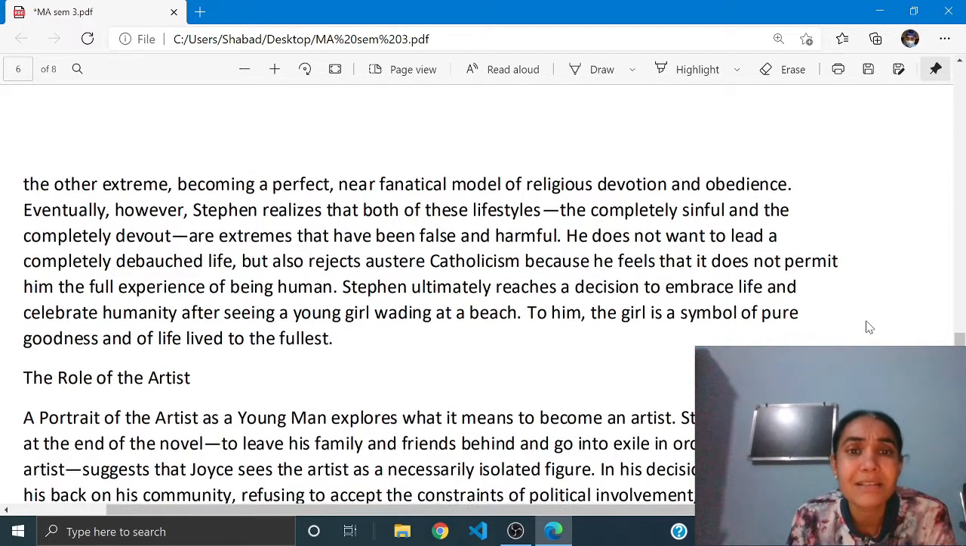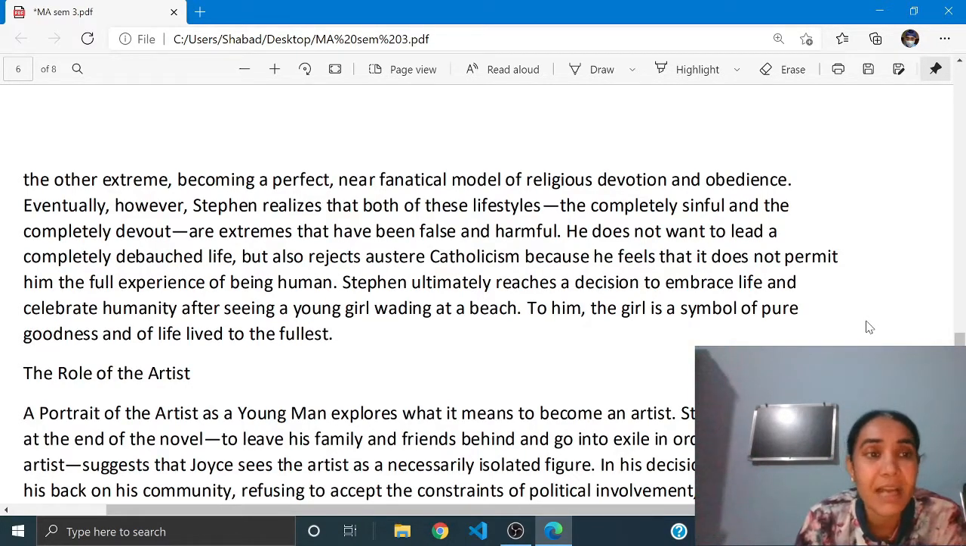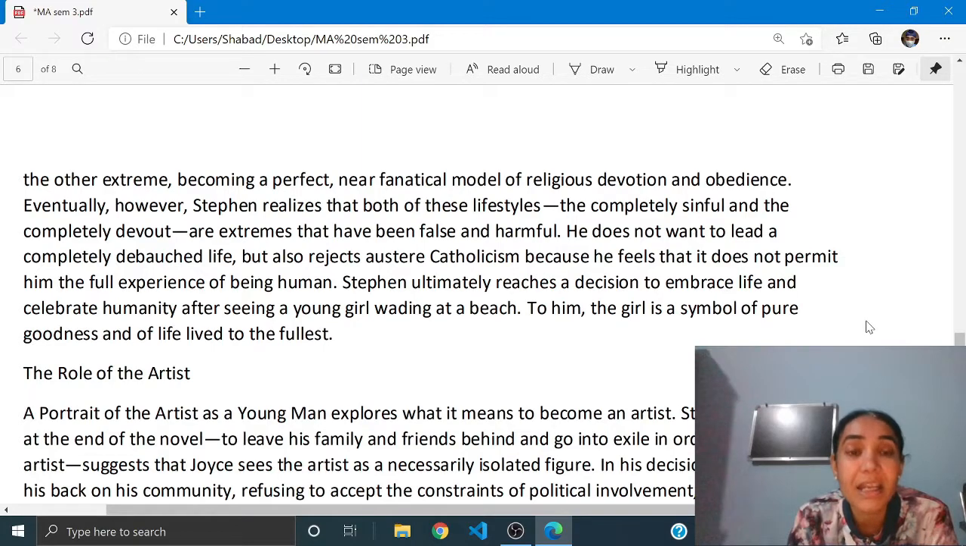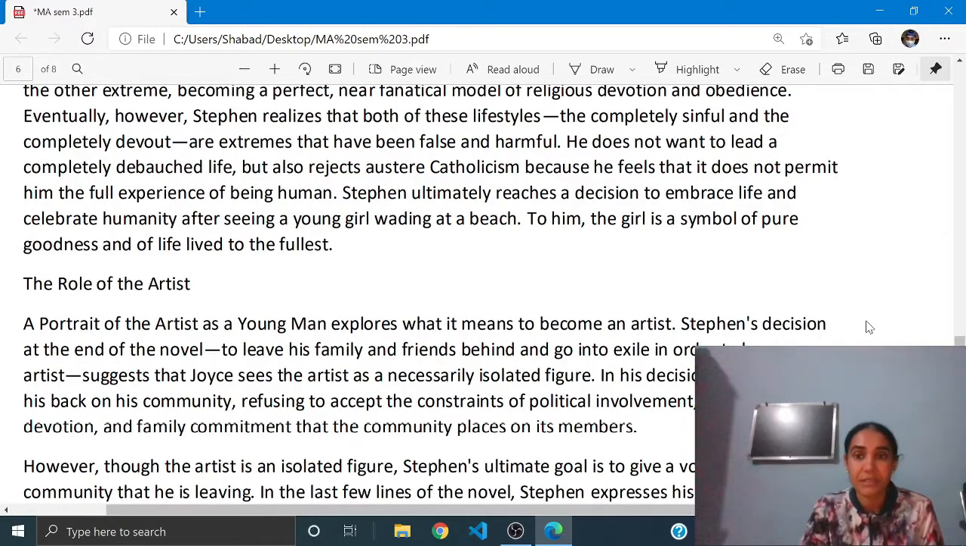But Stephen realizes that both lifestyles, the completely sinful and the completely devout, are extremes and both are harmful. He does not want to lead a completely debauched life, but also rejects austere Catholicism because he feels that it does not permit the full experience of being human. So then ultimately what does he do? He embraces life and celebrates humanity when he sees a young girl. To him, the girl is a symbol of pure goodness.